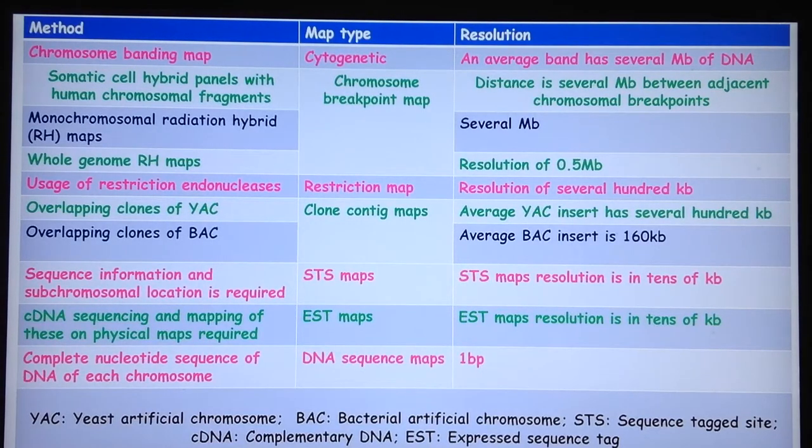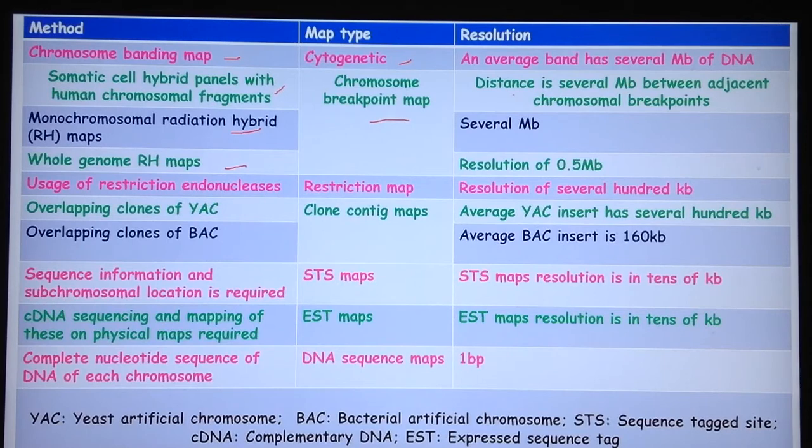The phase of evolution which came initially was the chromosome banding map. This was the first map, that is a cytogenetic map. This cytogenetic map had an average band distance of several Mbs. Then came the chromosome breakpoint map. The chromosome breakpoint map was basically somatic cell hybrid, monochromosomal radiation hybrid, and whole genome restriction radiation hybrid maps.